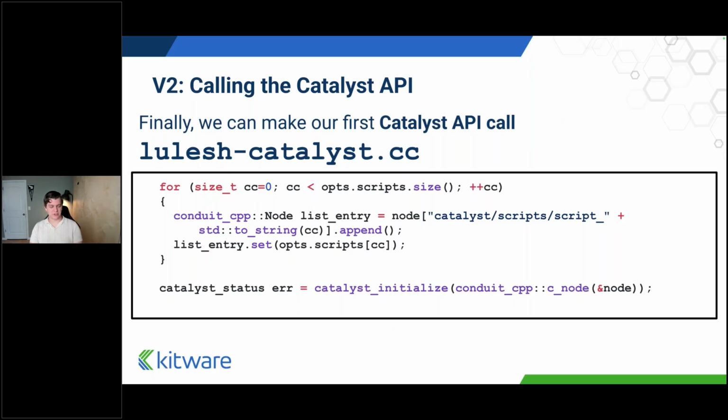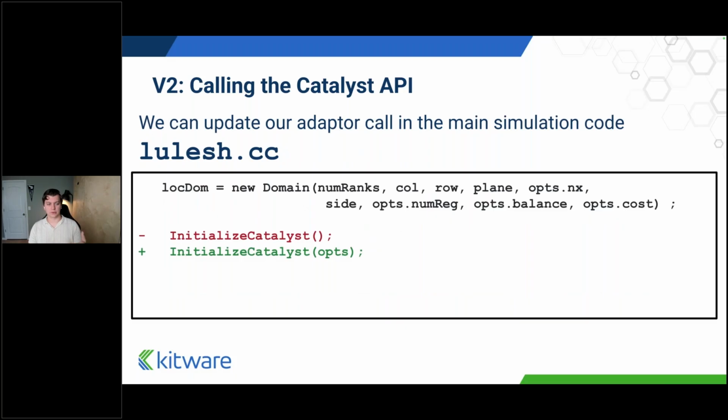Great. So now, because we changed our function signature, we need to go back to lulesh.cc and change our initialize catalyst to pass in our ops object. Here we have access to that in the main runtime. So this is a straightforward thing that we can simply pass to our initialize catalyst. So now we can see simulation data being handed to our catalyst adapter, and that catalyst adapter is taking that information and producing a catalyst environment for us.